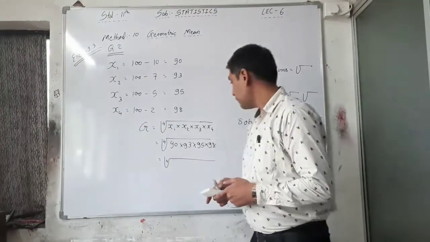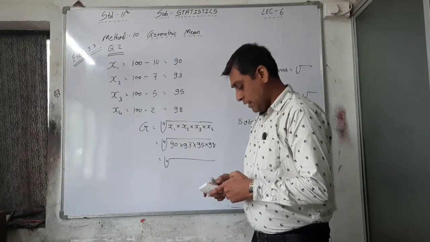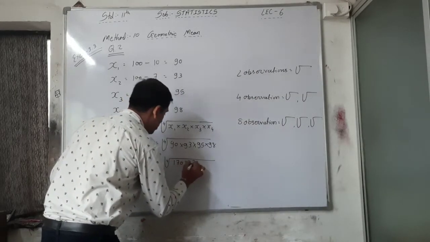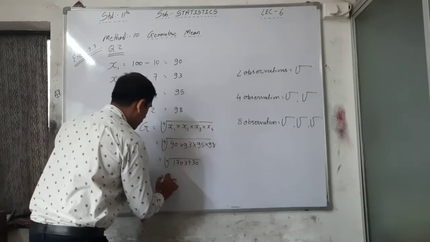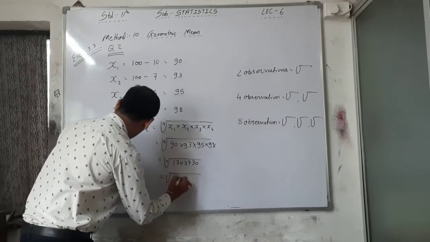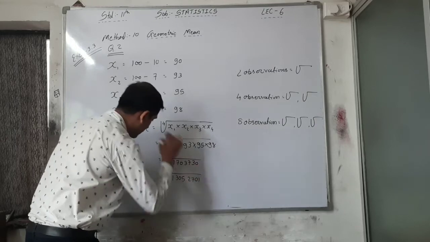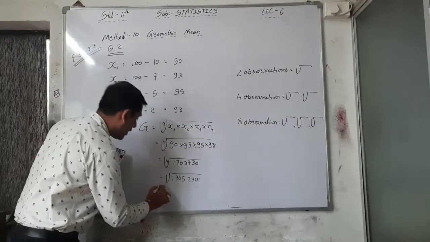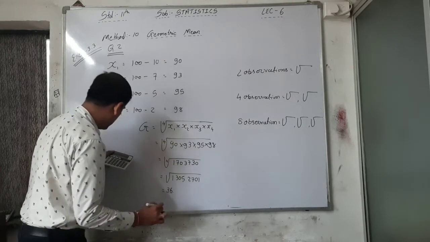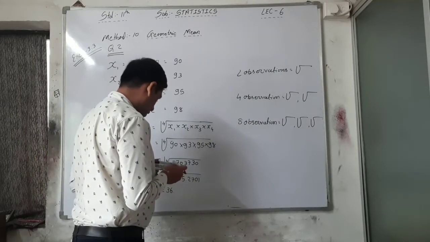90 into 93 into 95 into 98. What is the multiplication? That is 1703730. Now first of all, square root of these. 1 times square root, that is 1305.2701, right? Now square root again, 36.128.